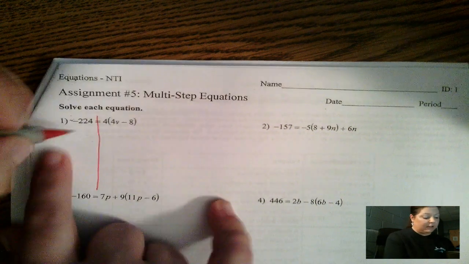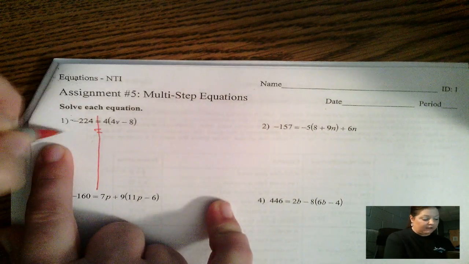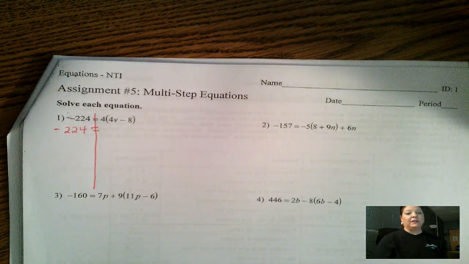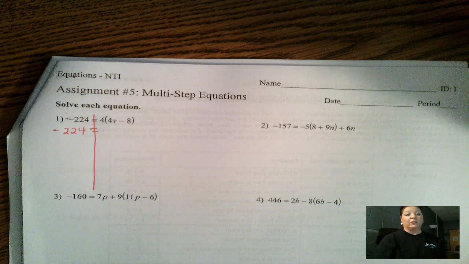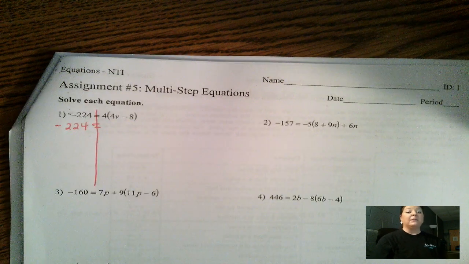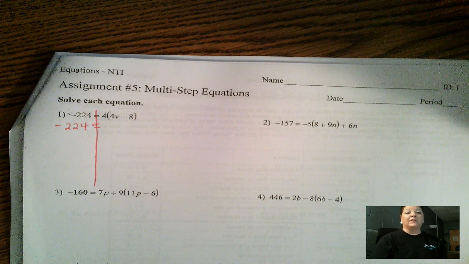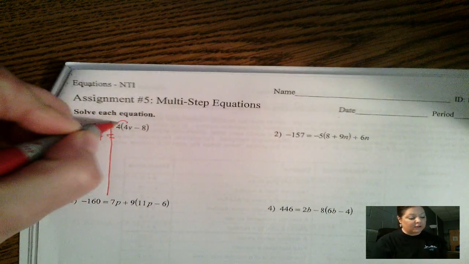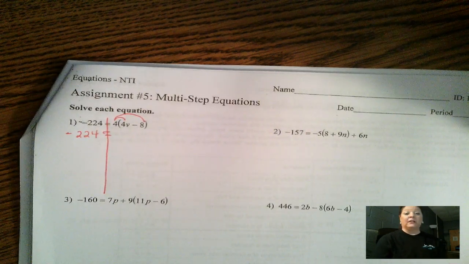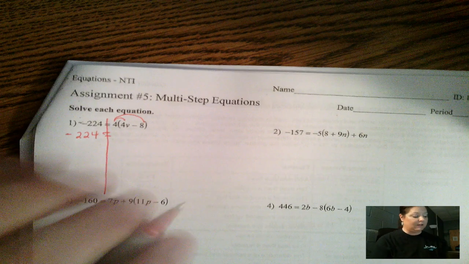So let's start off with writing our equal sign here. We have our negative 224 on one side, and then we have a set of parentheses. And I'm going to tell you, parentheses are hard to work with when you are trying to do multi-step equations, so we're going to get rid of those. If you remember back when we were doing expressions, in order to get rid of a set of parentheses, we used the distributive property, where we distributed 4 into the parentheses and multiplied that, and it got rid of the parentheses. So let's do that.